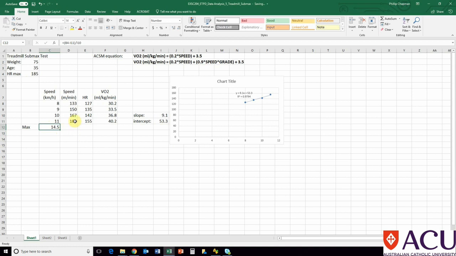Okay, so what is the speed in meters per minute? And then the VO2, 51.7. And that's the max heart rate there. So this is all his max data on this row here. So his predicted VO2 max is 51.7 mils per kilogram.